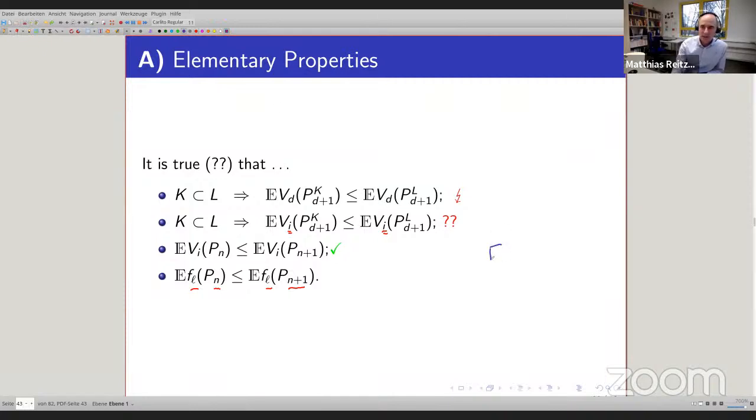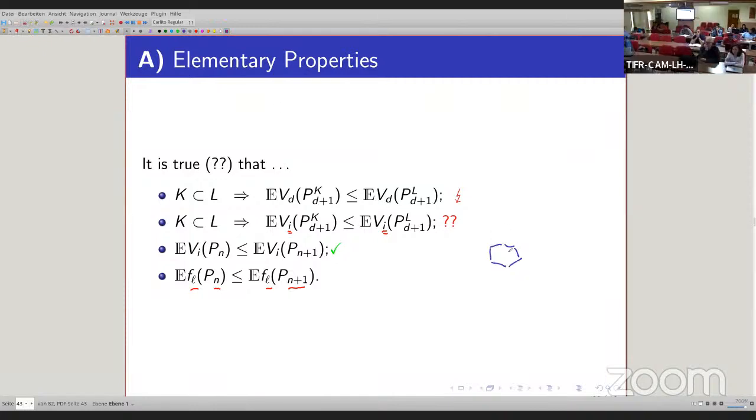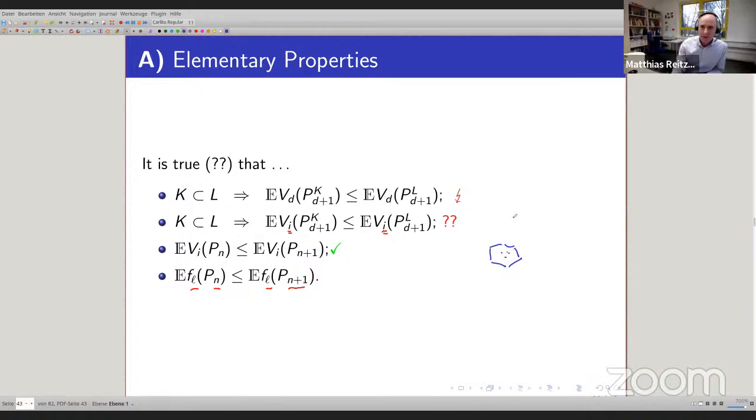If this is your random polytope, and you add one random point here, then in this picture you see, you had before 1, 2, 3, 4, 5, 6 vertices. You added this new vertex here, and then you only end up with 5 vertices. So the monotonicity, if it holds, only holds in the mean, as a mean value. The question is whether the mean value is increasing.